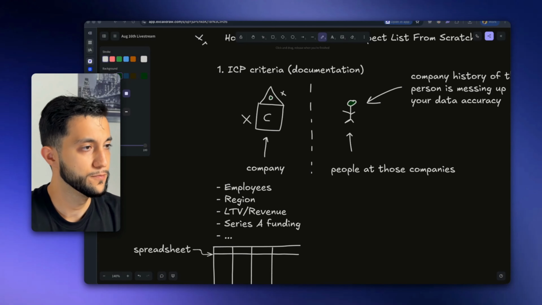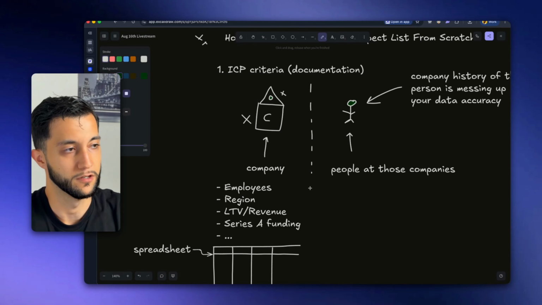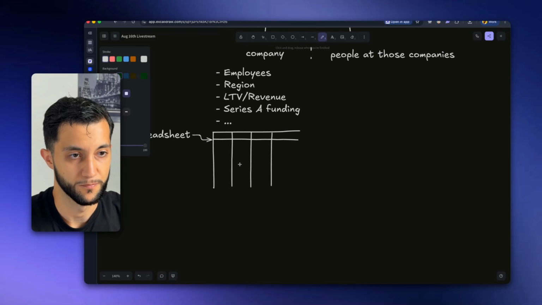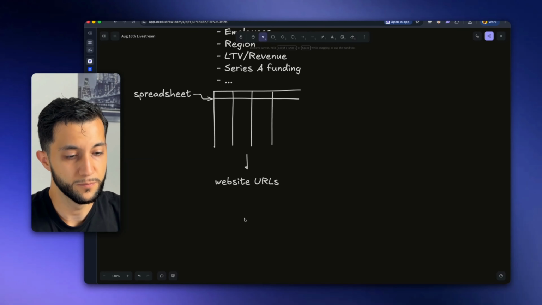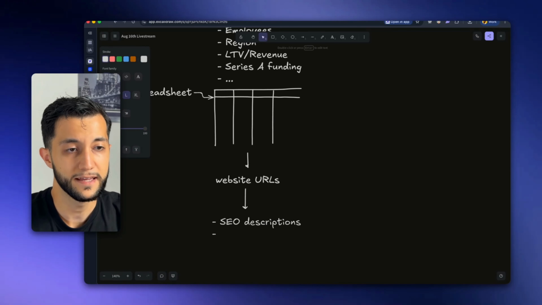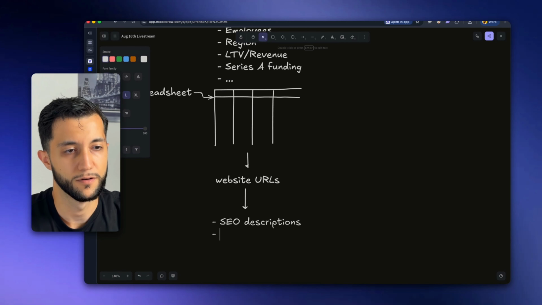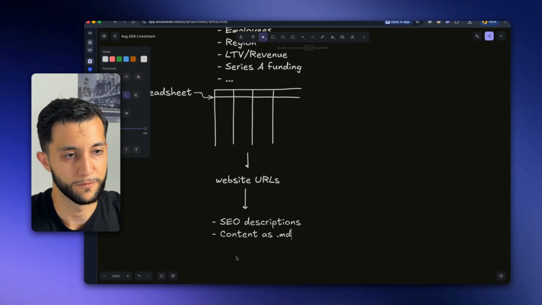Now, from these companies, let me go back into my notes just to make sure. Yes. From these companies, we're going to pull the website URL. That's the SOP. I'm literally looking at the SOP. So the next step is basically website URLs. The main reason is we will then get their SEO descriptions and their website content as markdown files.